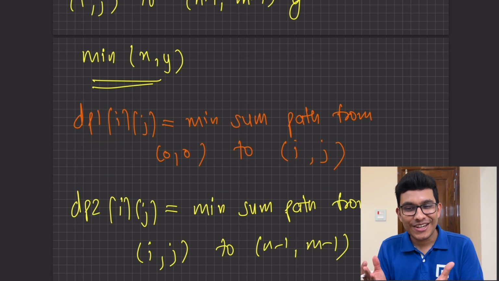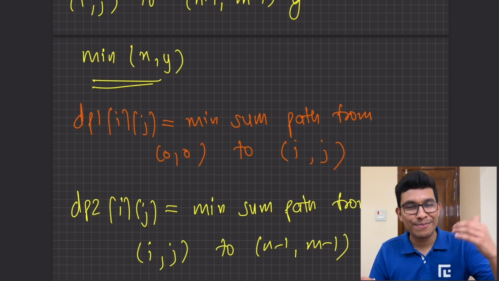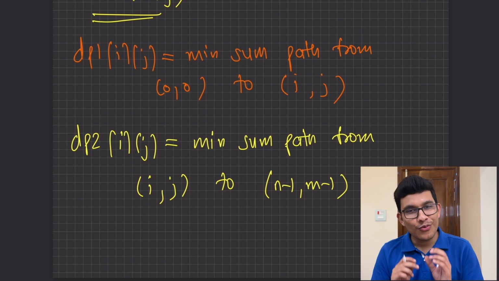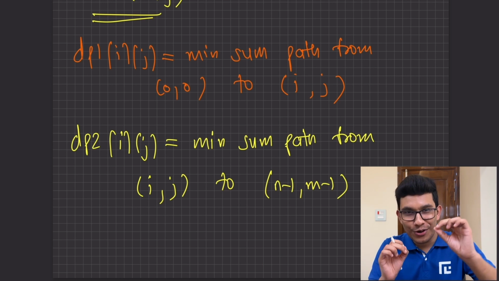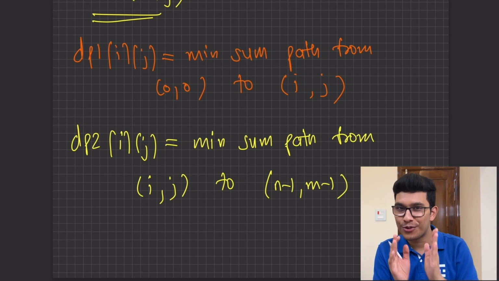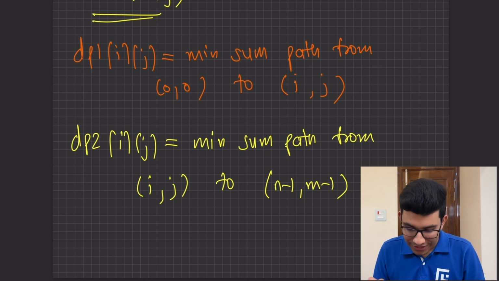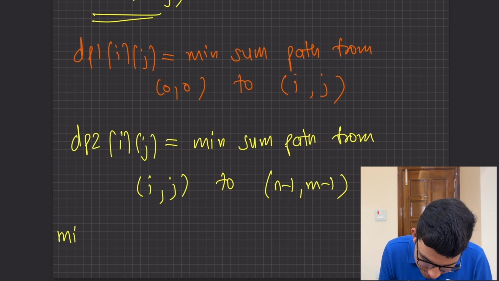Now we already know the transitions for both of these cases, right? We know the base cases, we know the final subproblems as well. We have solved both of these problems just now. So what is going to be our final answer now? We want to go from 0, 0 to i, j. We know its value. We want to go from i, j to n minus 1, m minus 1. We also know its value. So can I say my final answer will be just this one?